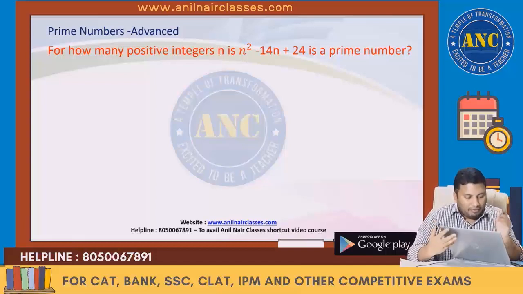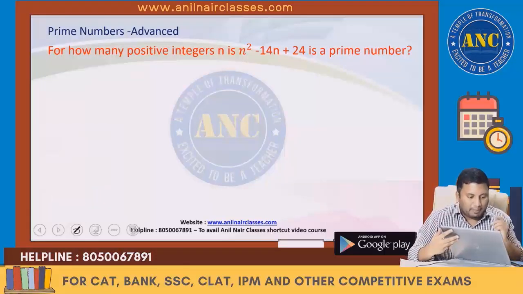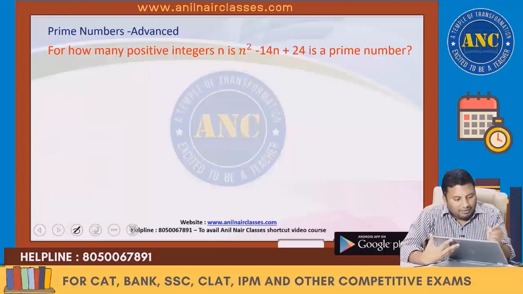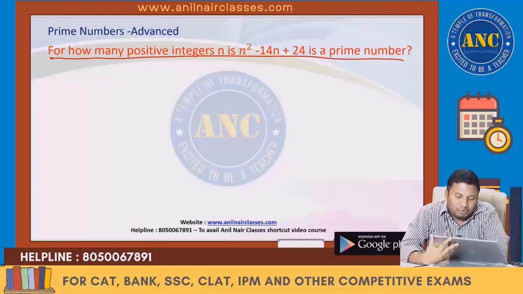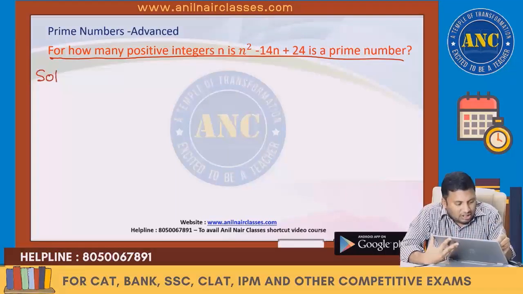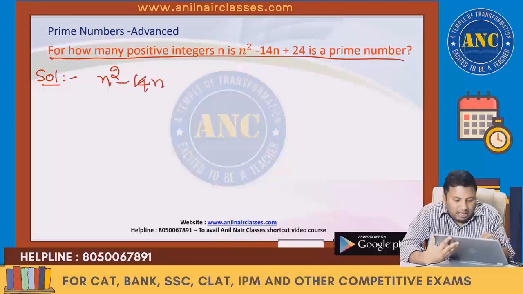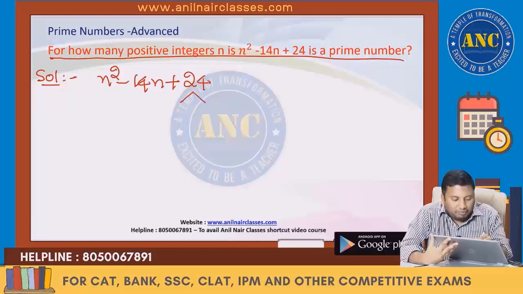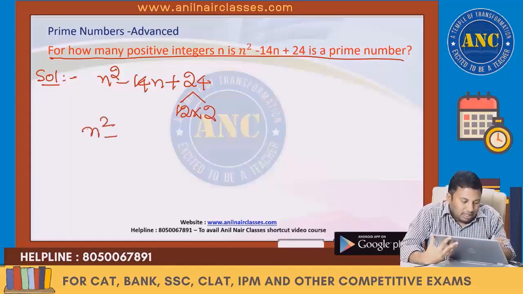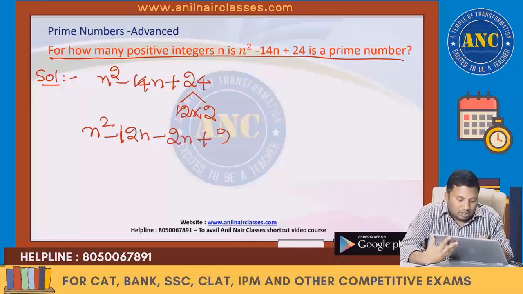Now, before we solve the next question, let me take a basic question. For how many positive integers is n square minus 14n plus 24 a prime number? Solution. First I will solve this question, then I will solve one more question. N square minus 14n plus 24. 24 can be written as 12 into 2, and 12 and 2 give me 14n. N square minus 12n minus 2n plus 24.